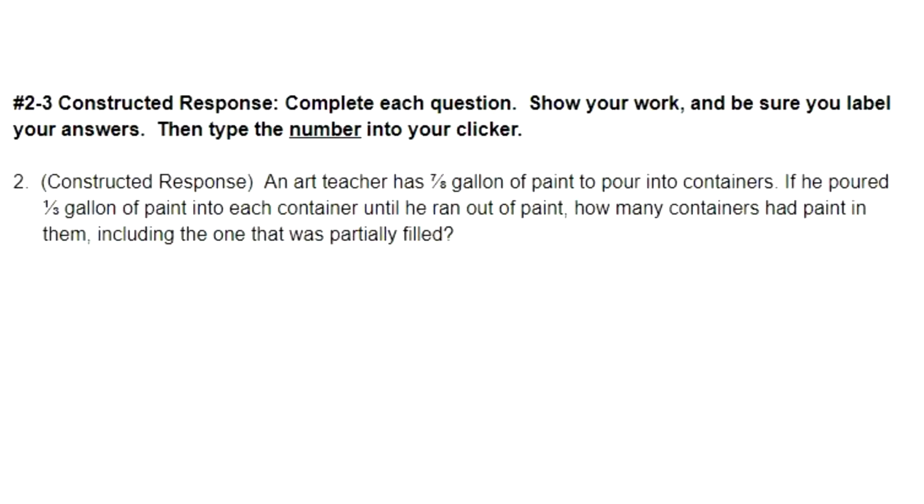It says, an art teacher has 7/8 gallon of paint to pour into containers. If he poured 1/3 gallon of paint into each container until he ran out of paint, how many containers had paint in them, including the one that was partially filled? Now, always a good idea to read the problem for sure. Not a bad idea either to read it twice, 3 times. We want to completely understand what that question is asking us before we just jump in and start solving. One of the big things you're going to notice is that phrasing at the end. It says including the one that is partially filled.